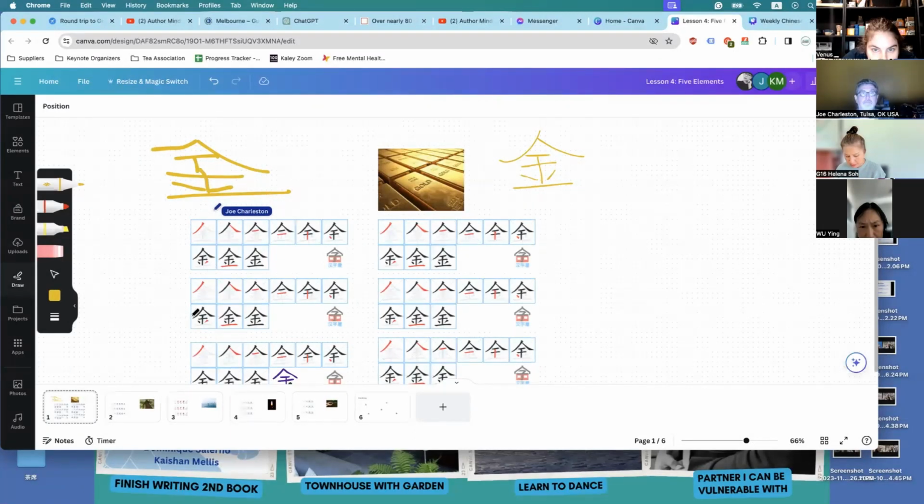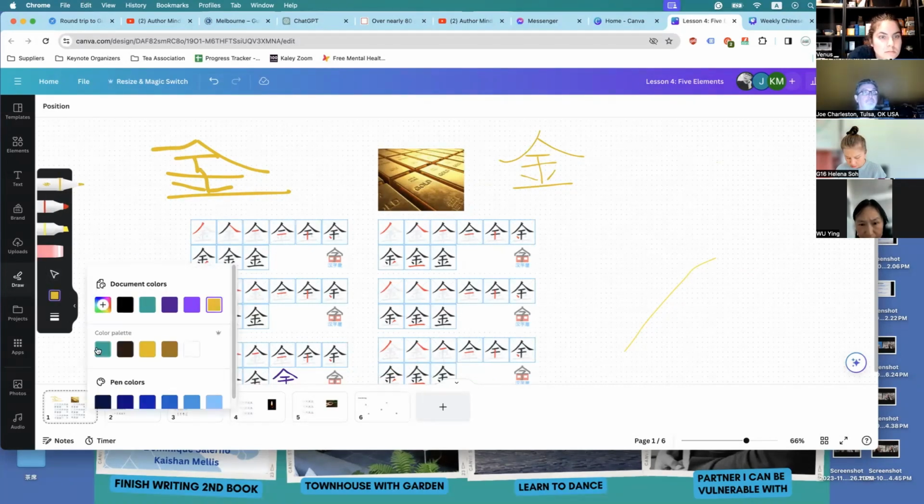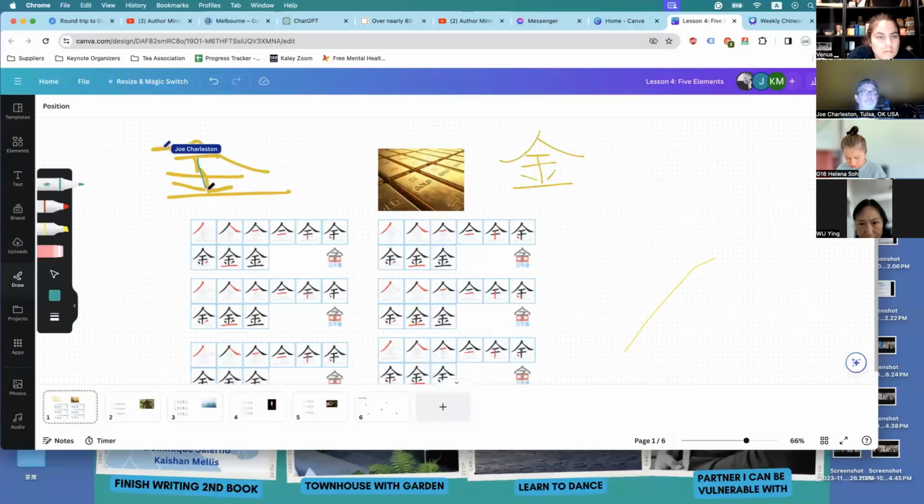Very good, Joe. I like it. So next time, try to follow the stroke order. Because the middle part here, if I may draw over yours, should be one stroke. So after you do this is one, and then down. So 1, 2. Do you want to go again?